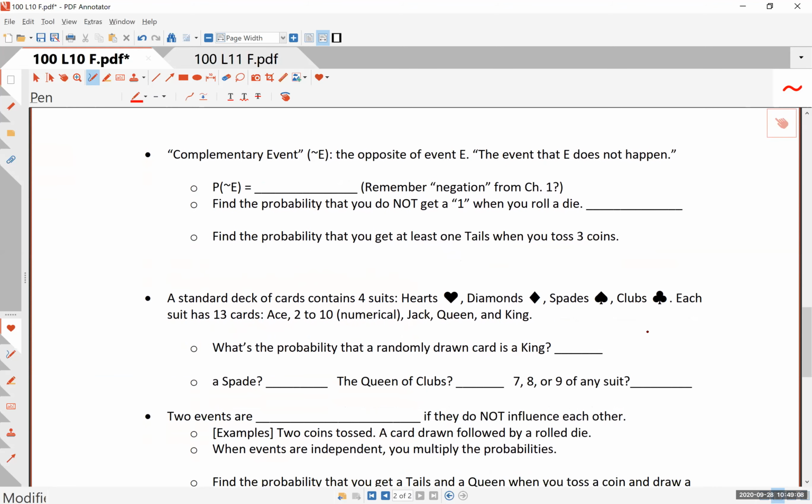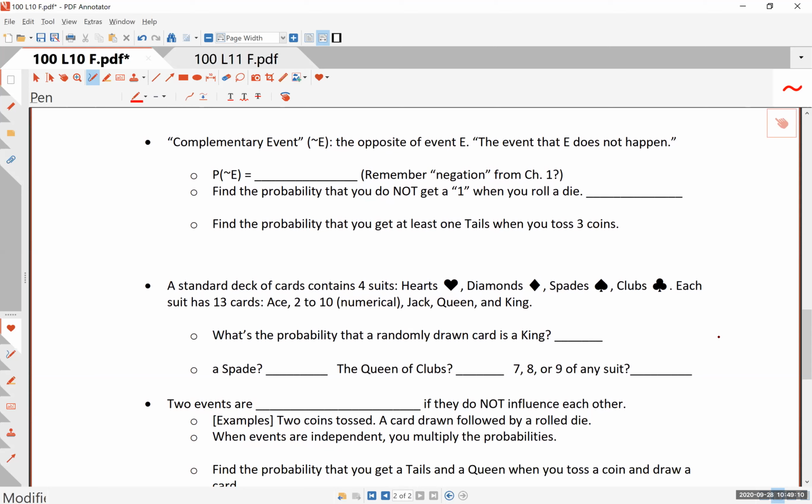On the backside, I'm going to mention a couple of things, right? And then we will go into another part of this video for lesson number 10. But a complementary event, this is easy, all right? Complement means the opposite, and so it is the opposite of event E. So it's the event that E does not happen, okay?